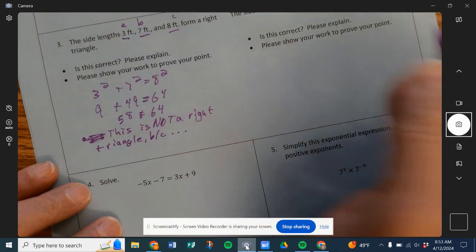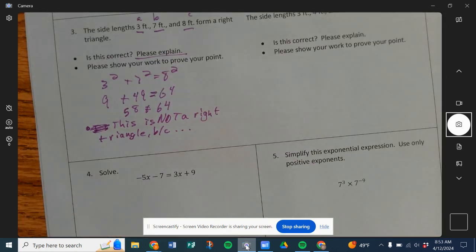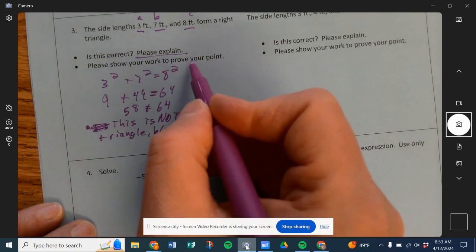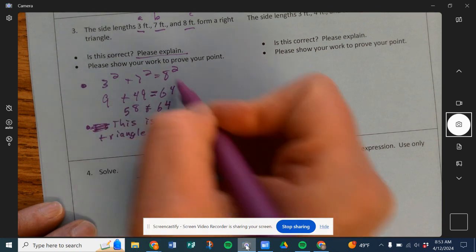Because that's the please explain part. And I'm going to let you do that. How would you explain why that's not a right triangle? Please show your work to prove your point. That's your work right there.